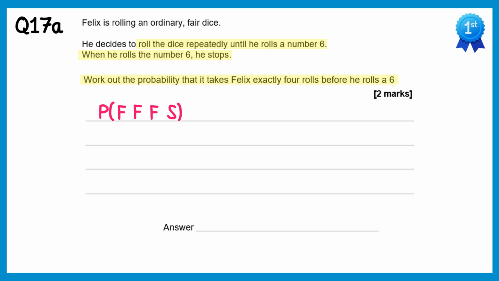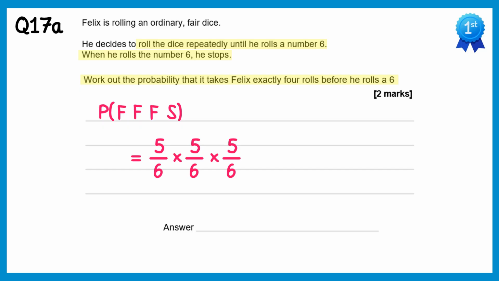So what's the probability he fails on the first roll? Well, he fails if he gets any of the numbers 1, 2, 3, 4, 5. So that's 5 numbers out of a possible 6 numbers, so the probability of failing is 5 over 6. Then failing on the second go is exactly the same, it's 5 over 6. Failing on the third go is exactly the same, 5 over 6 again.